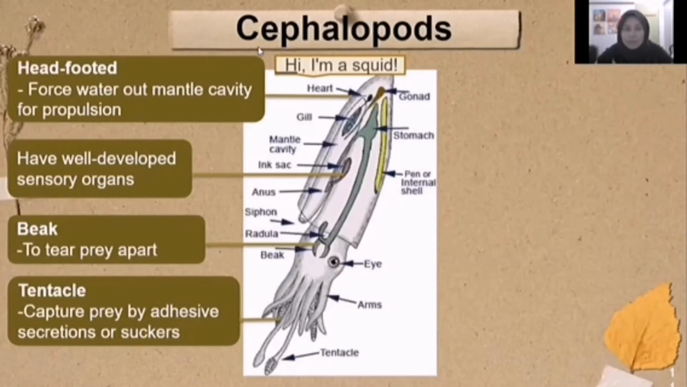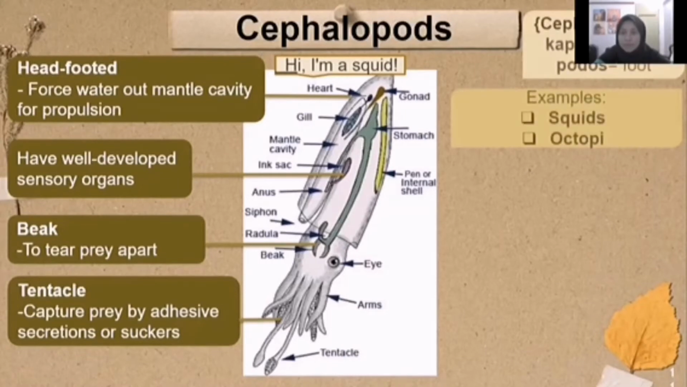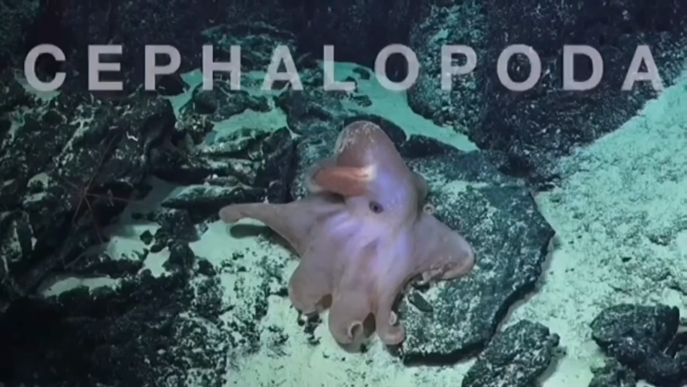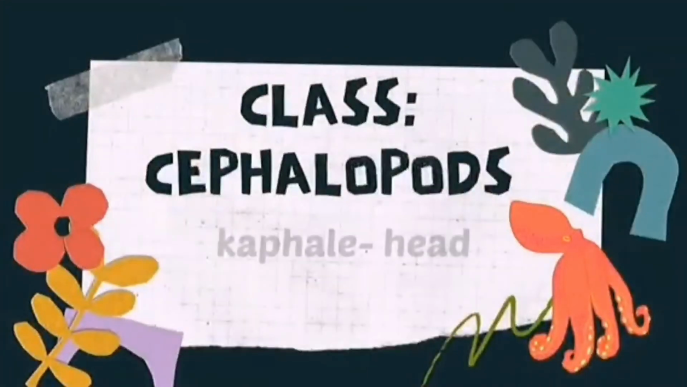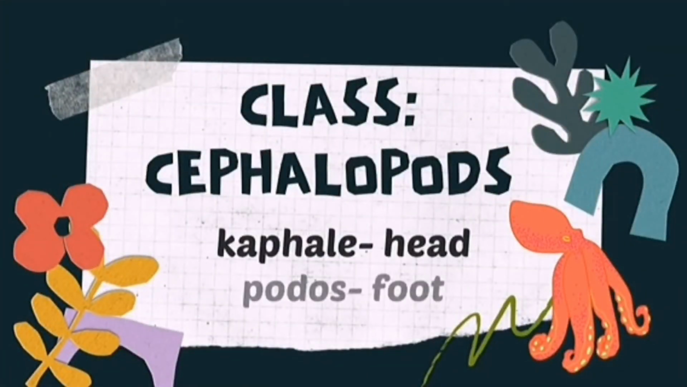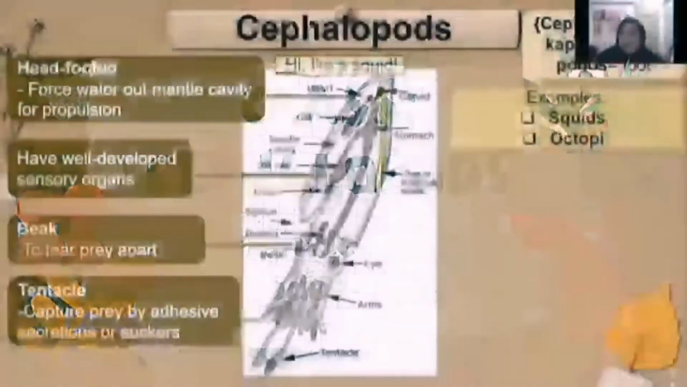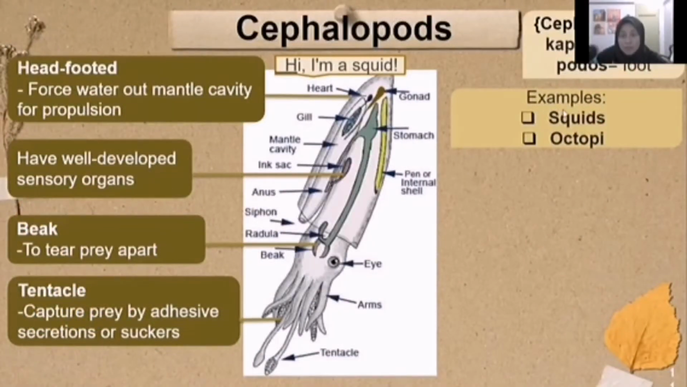Now, let us learn about cephalopods. In biology, cephalopod consists of two words. The first word is cephal, which means head. The second word is podos, which means foot. Some examples of cephalopods are squids and octopi.